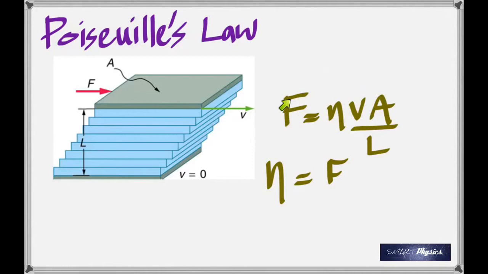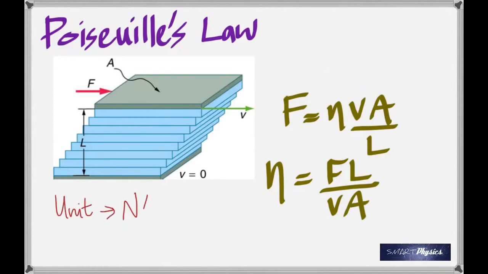Yeah. Okay, so when you rearrange, this is what you get. That is the coefficient of viscosity, its unit. If you give the units of force, length, velocity, and area, you're going to end up with Newton per meter squared times second. But Newton per meter squared is called Pascal, so the unit is Pascal second. It's Pascal second. That is the unit of coefficient of viscosity.